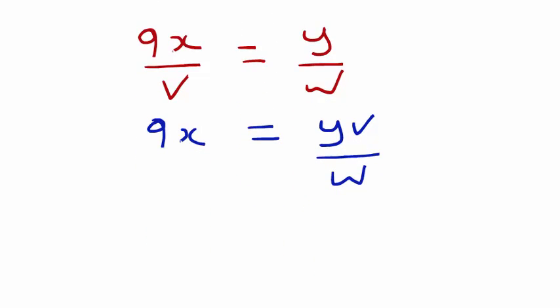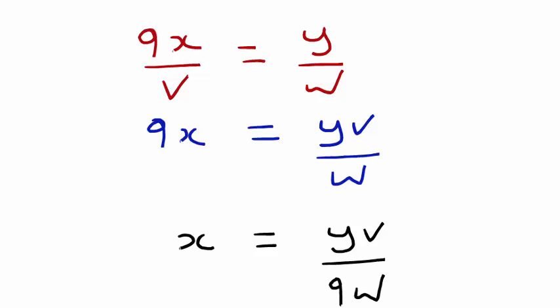So now we need to remove the 9, so let's divide both sides by 9, so that leaves us x this side, and if we divide this side by 9, we can just put 9w there. And that's the answer to number 4.